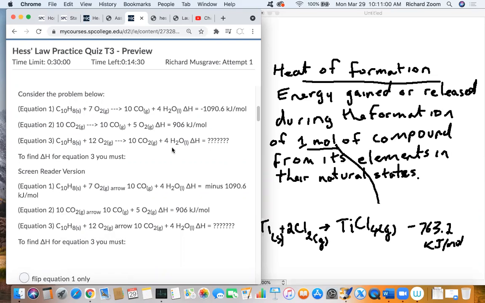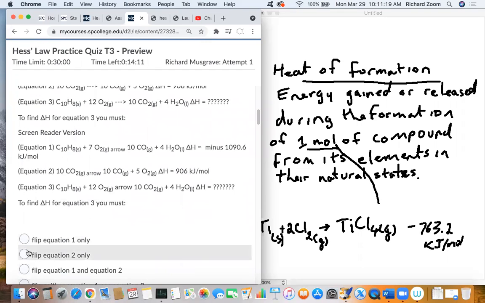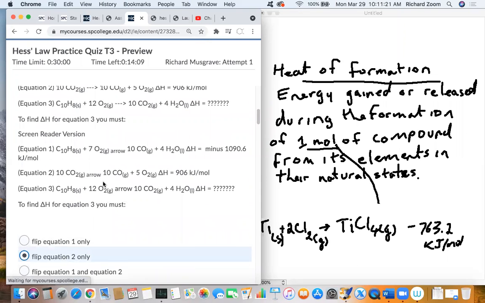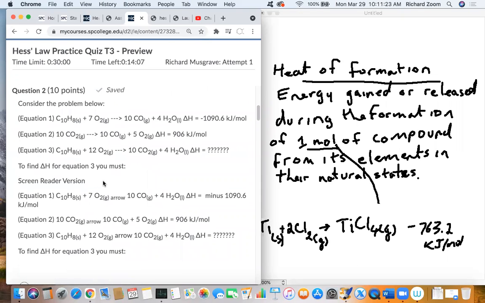That's good. What about the CO2? Is that on the correct side? You can see the CO2 in the reaction we want is on the wrong side on equation 2. So it should be on the right. It's currently on the left. So I know from this one that my answer would be flip equation 2 only. Does anybody have any questions?